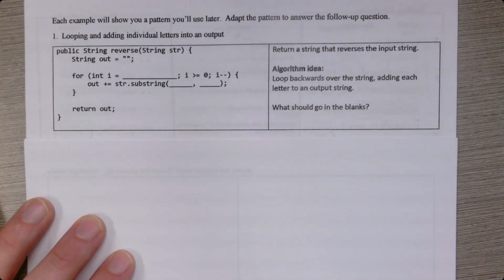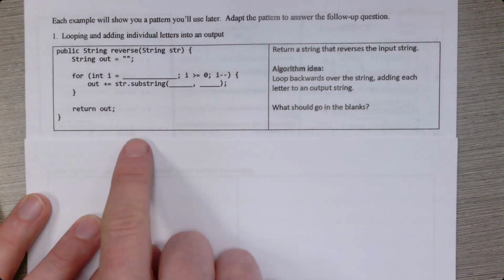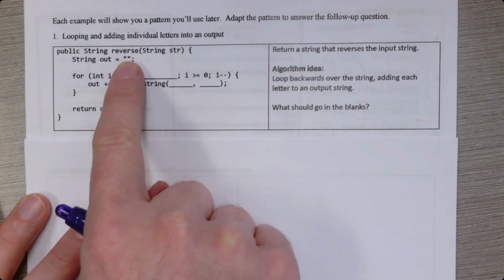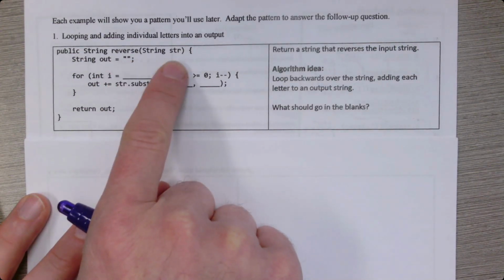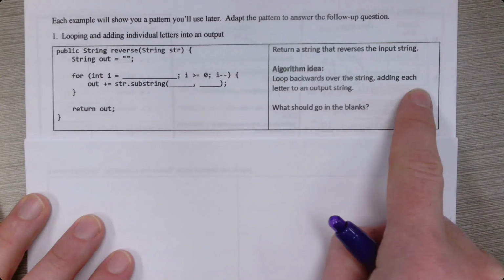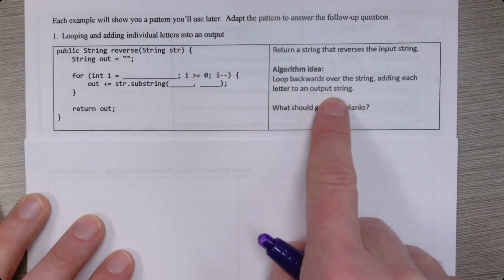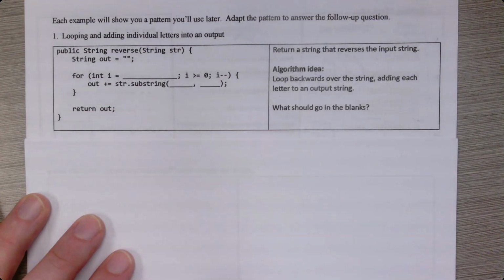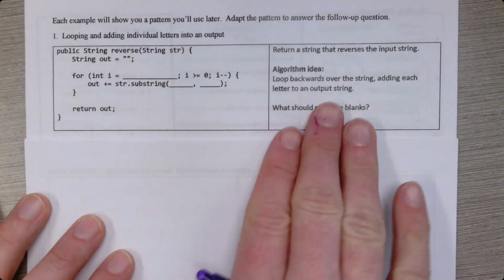Hi everybody. Let's debrief some patterns that you want to be familiar with when working with strings. So this illustrates one pattern. If I want to write a method that will reverse the input string, the algorithm idea is I want to loop backwards over the string, and I want to add each letter one at a time to an output which returns at the end. So before you code, you always want to understand the algorithm idea.